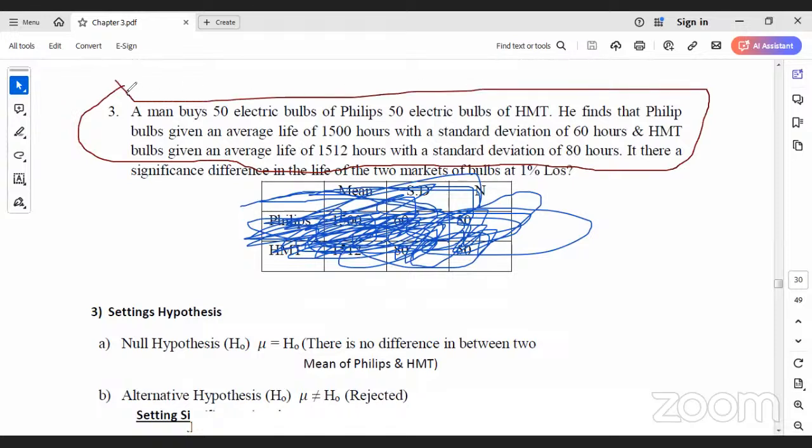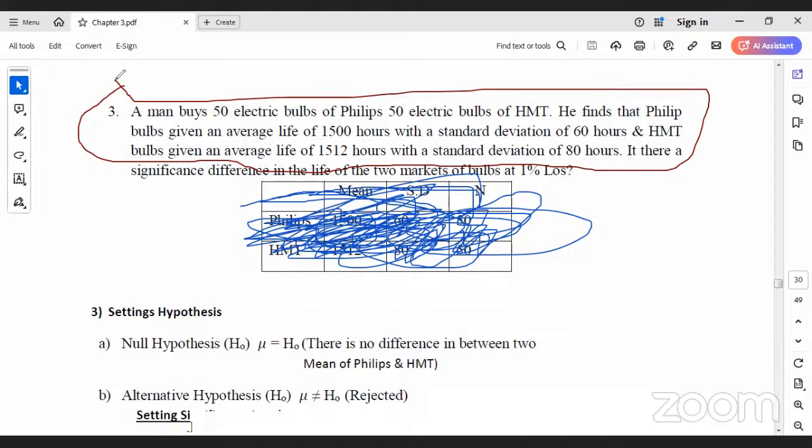So when the problem is theoretically given, as a student you will get some confusion. A man buys 50 electric bulbs of Philips, 50 electric bulbs of HMT. What is this 50 and what is this 50? 50 plus 50, that is the N value. And he finds that Philips bulbs give an average life of 1500 hours. That is the mean for Philips. Then the standard deviation is 60, and the HMT average is 1512, standard deviation is 80 hours.